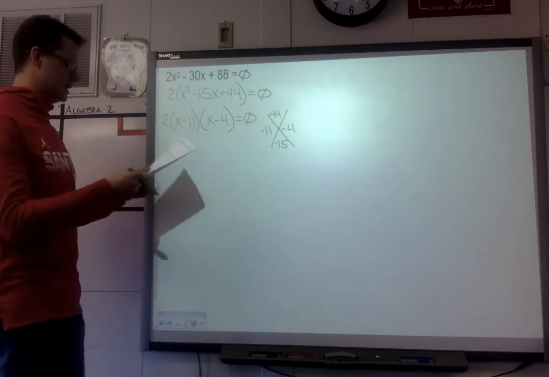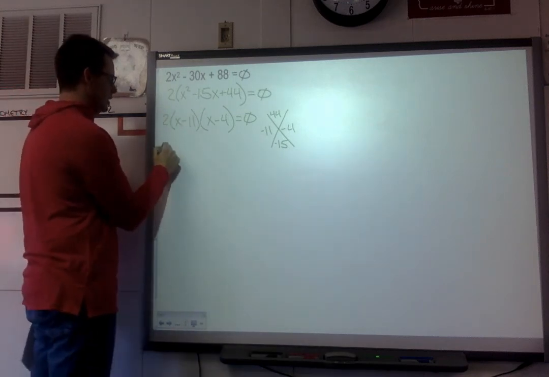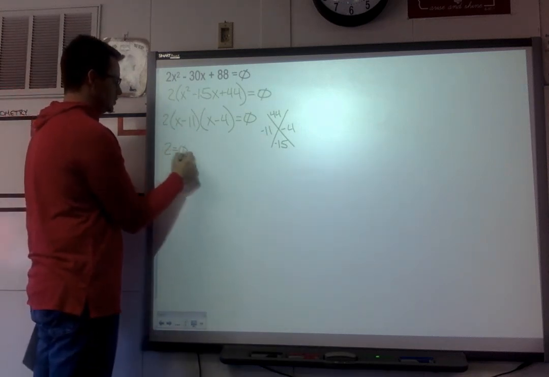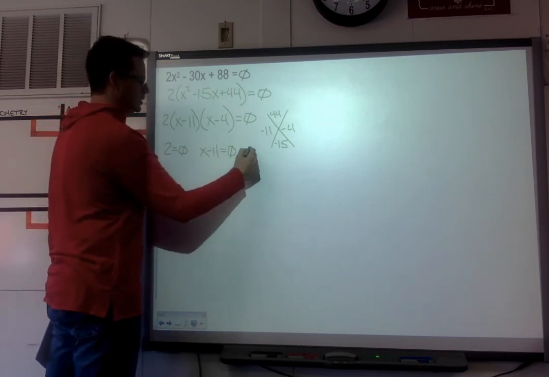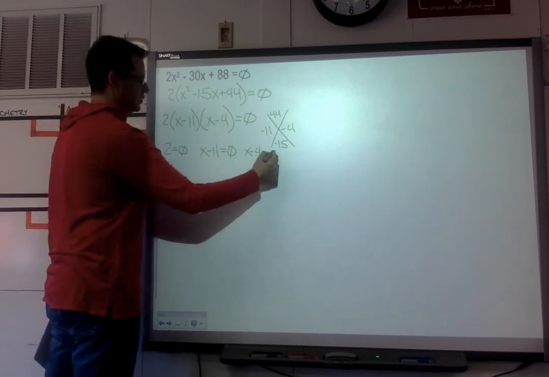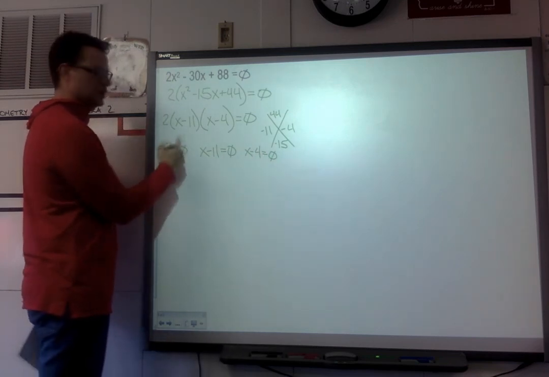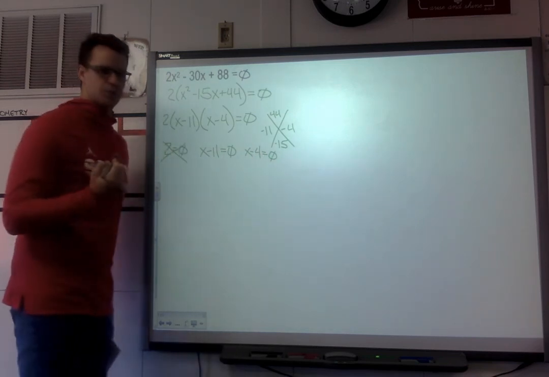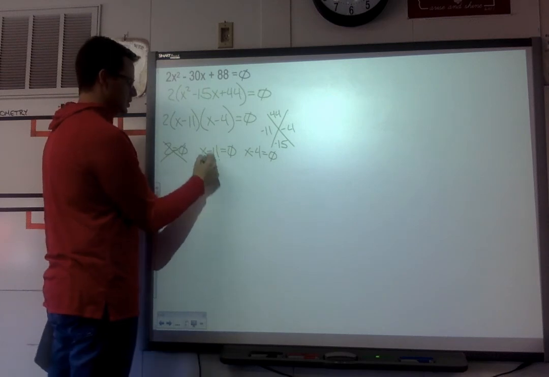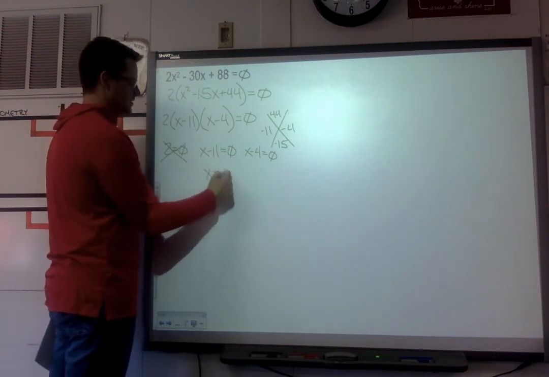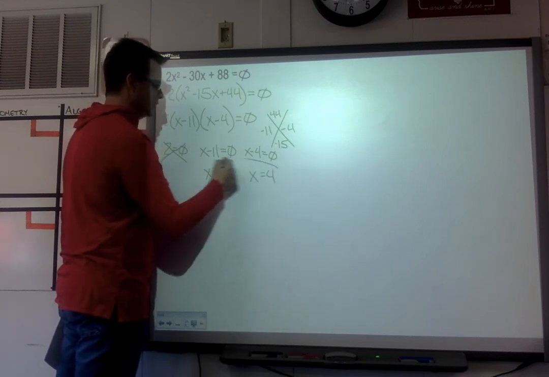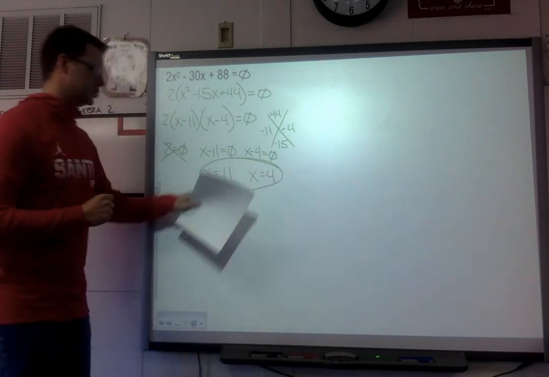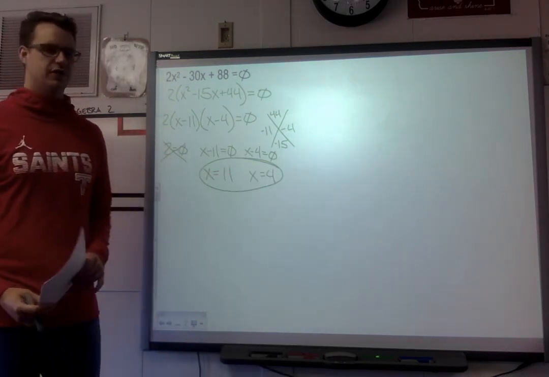Then I just set each term equal to 0. So I'm going to say 2 equals 0, x minus 11 equals 0, and x minus 4 equals 0. 2 equals 0 is not true, so we're going to ignore that one. We add 11, it gives us x equals 11. Add 4 here, we get x equals 4. So our two solutions would be 11 and 4.